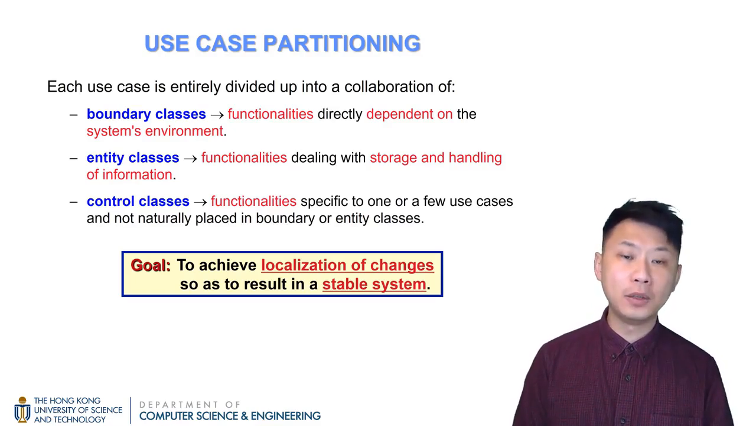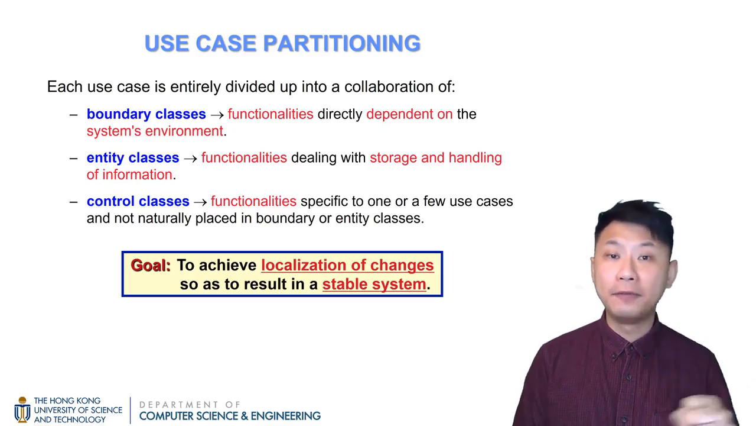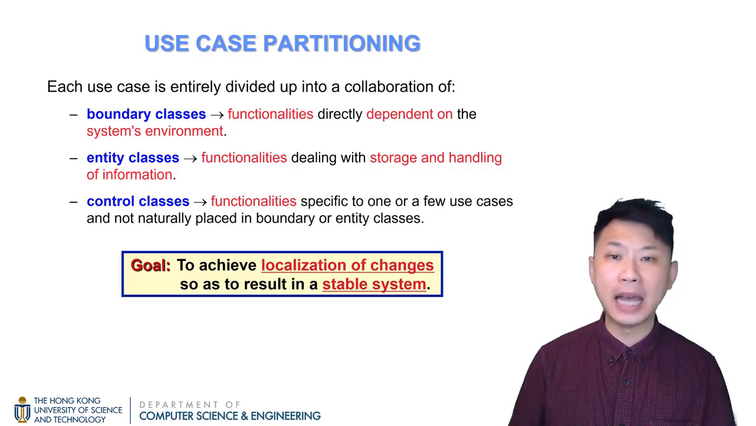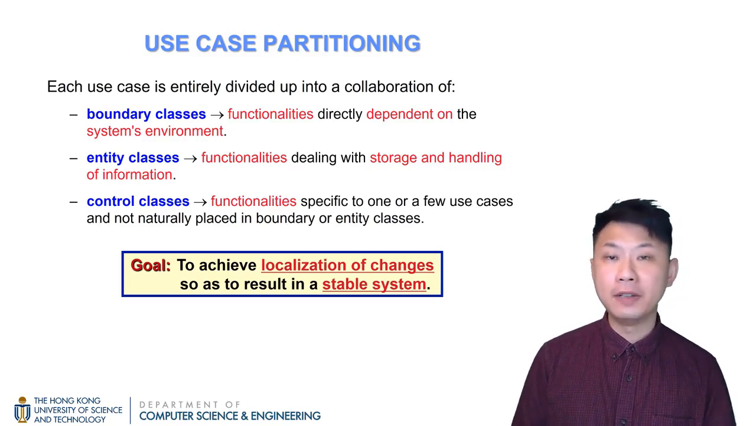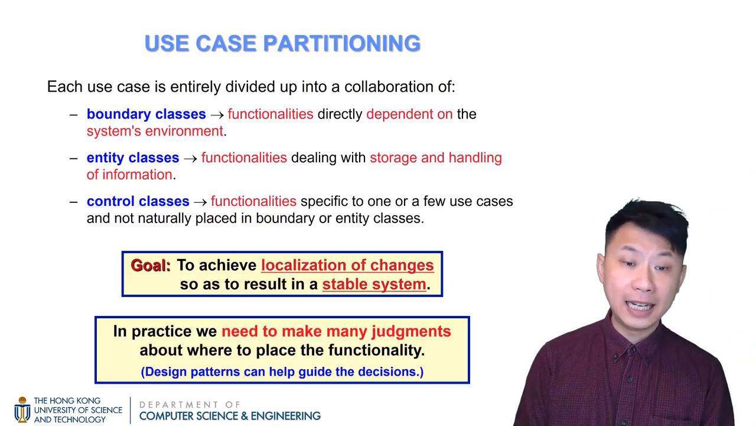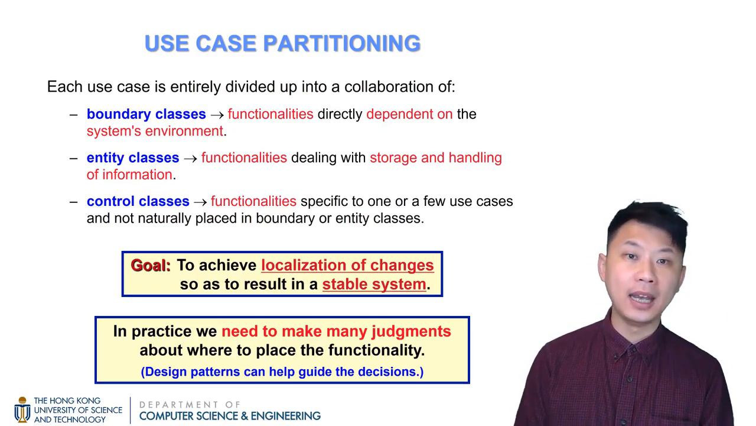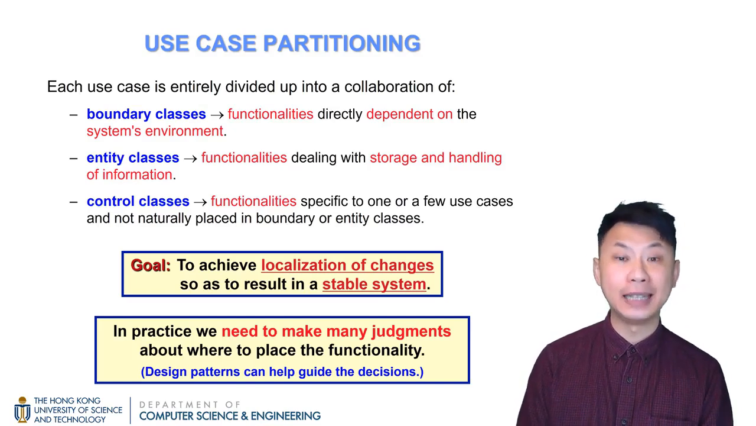Why? Because let's say if we want to modify the UI, then we simply have to modify the boundary classes without touching the other 2 types of classes. Or if we want to modify the behavior of a functionality, we simply have to modify the controllers without touching, again, the other two types of classes. But in reality, we may need to make many judgments about where to place the functionality. And we will talk about different design patterns that can help guide the decisions. And we will cover design patterns in the upcoming lectures.